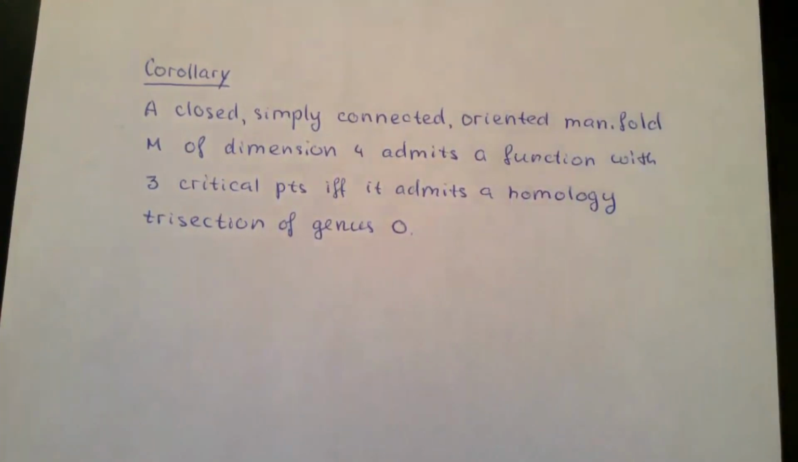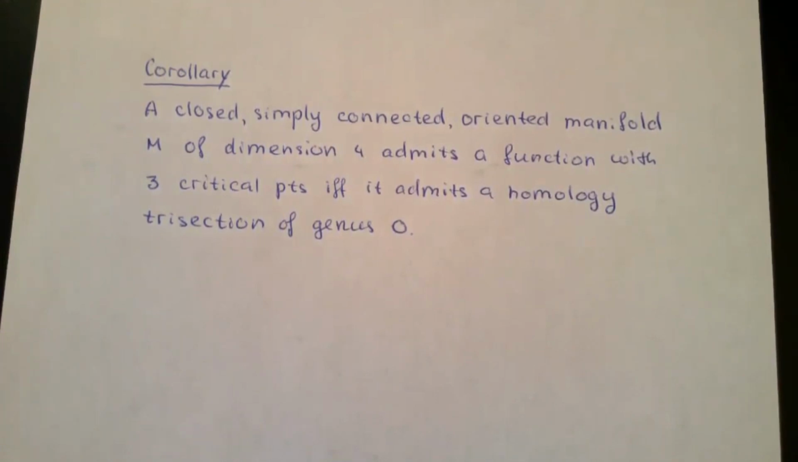So a homology trisection of genus 0 means that basically the manifold can be decomposed into the union of 3 pieces. And this decomposition should be nice. It should satisfy the conditions that I have formulated before. So this is all for my talk.